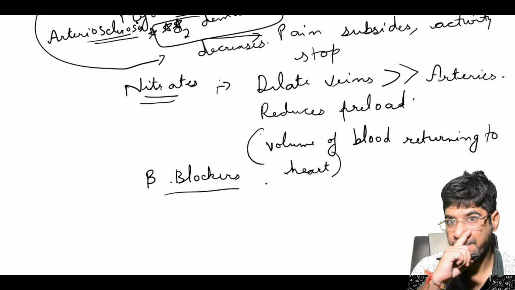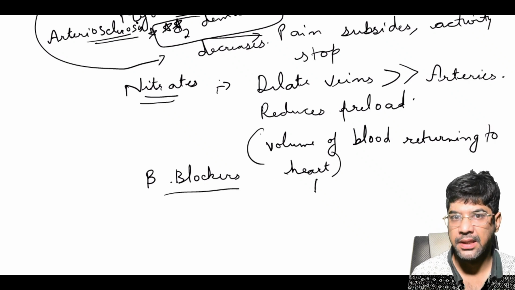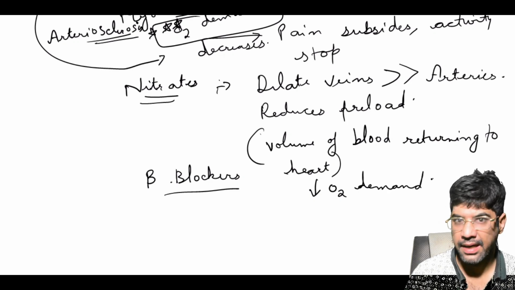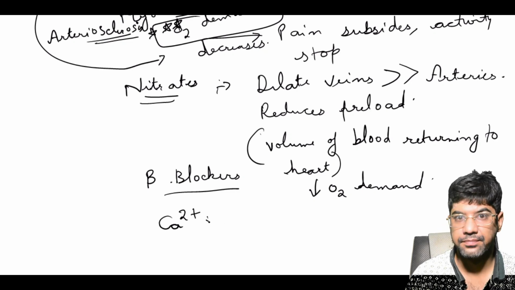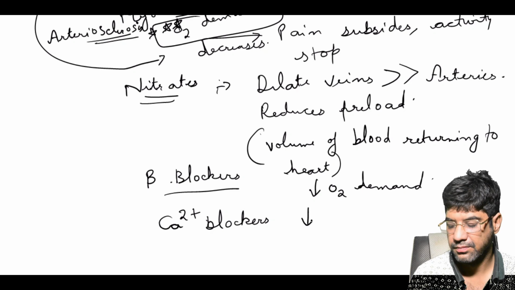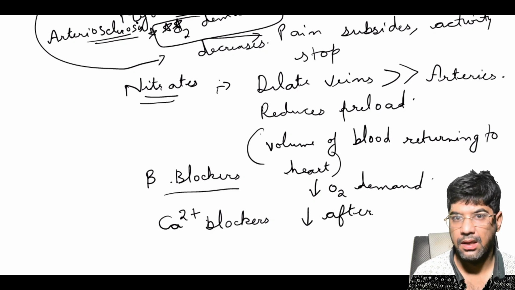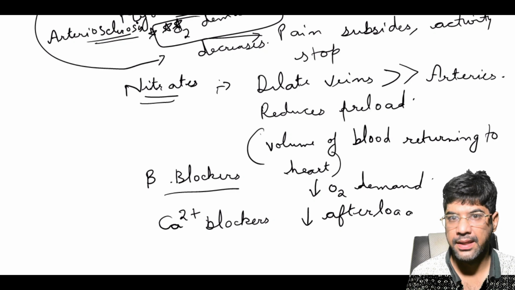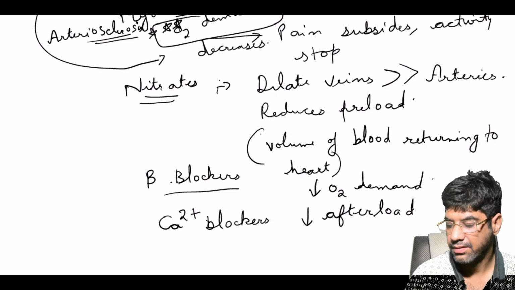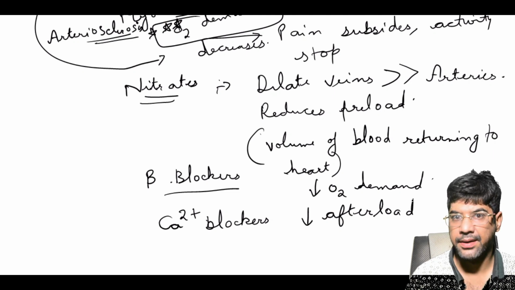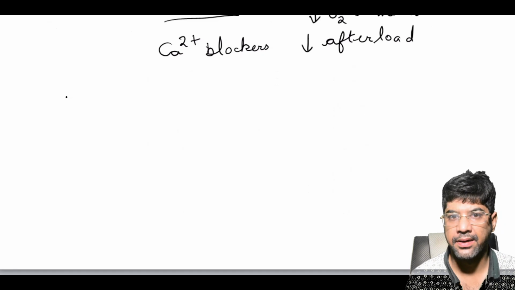Apart from that, we can use beta blockers. Examples are atenolol and metoprolol. They reduce the heart rate and contractility and therefore lower the oxygen demand. Apart from that, we can use calcium channel blockers like amlodipine and verapamil. They reduce the afterload by dilating the arteries and decrease the heart rate and contractility.